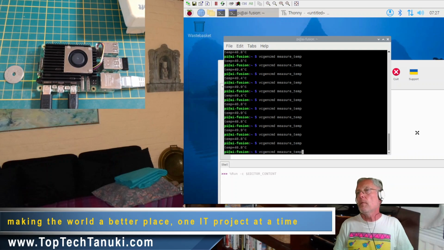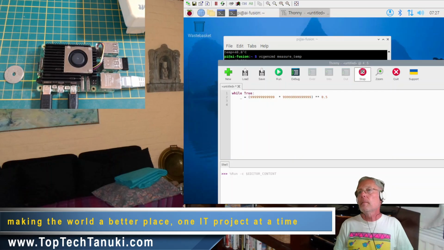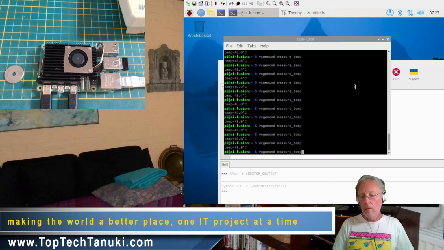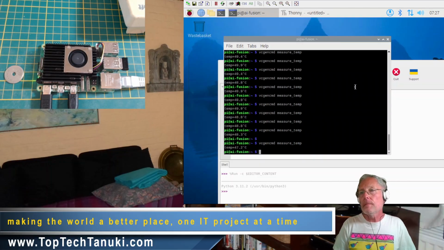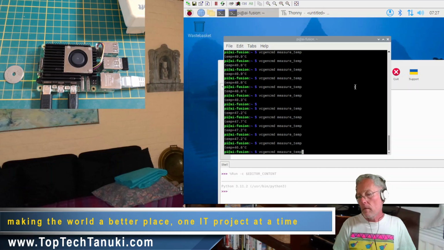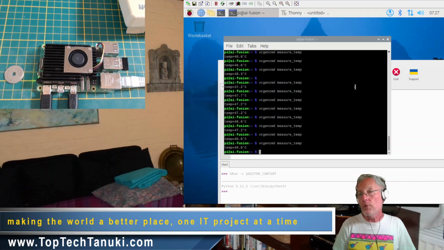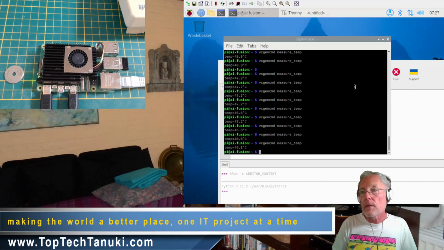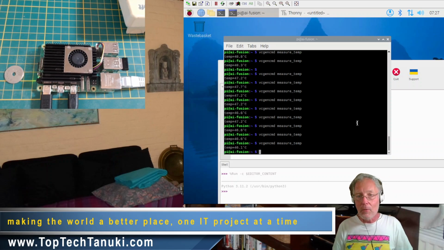If I stop the loop, the temperature should decrease. 47, 46. No, it's not directly stopping, it's like a hysteresis cycle, I think. And now it's stopped at 46. Okay, that's all I wanted to test.